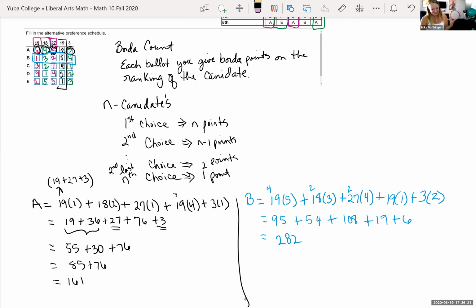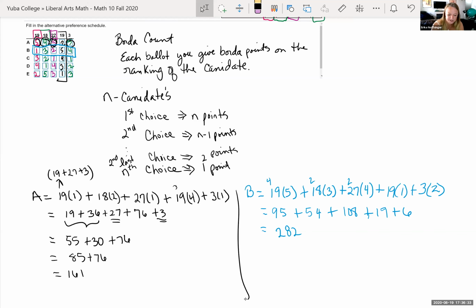Okay, we have 3 more candidates that we have to go through this whole process. So let's see if we can pick up the pace a little bit. So candidate C, I'm going to put candidate C up here so I can read. It looks like there's 2 times that they got first choice. So let's look at the first choice first. They get 5 for every first choice. And how many people gave them first choice? Let's see, 27 plus 3. So there's 30 people altogether that gave them first choice.